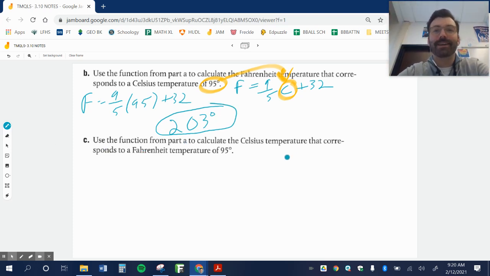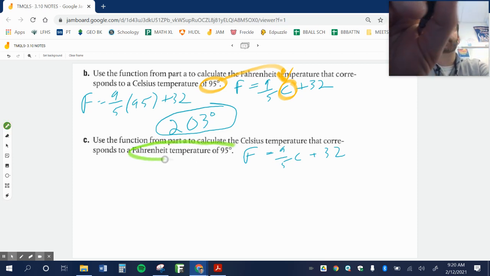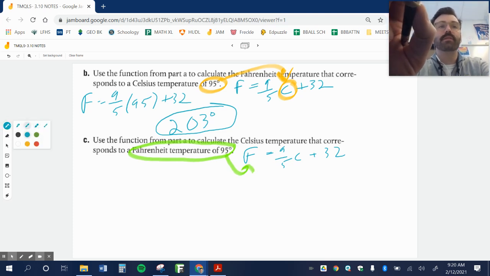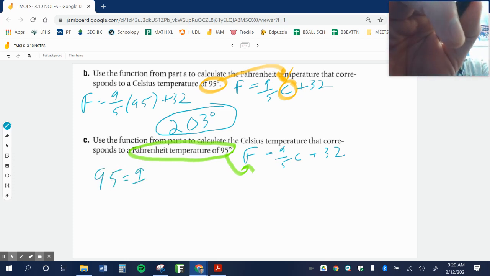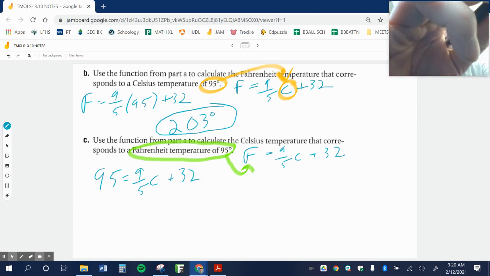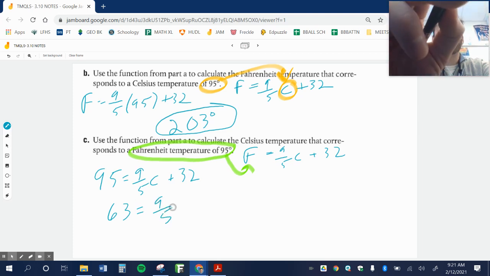Now use the function from part A to calculate the temperature that corresponds to a Fahrenheit temperature of 95. So F equals 9 over 5 C plus 32. I'm looking for the Celsius temperature, which means I'm going to input 95 for F this time and then work backwards to solve for C. So I have 95 equals 9 over 5 C plus 32. Subtract 32. 63 equals 9 over 5 C.